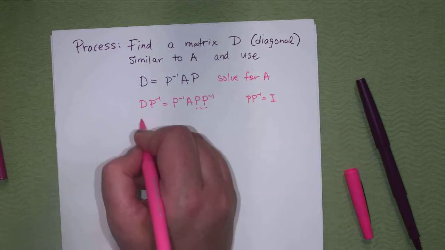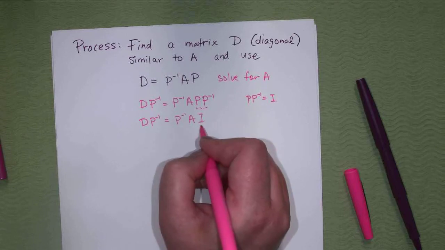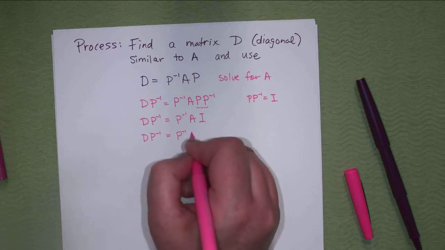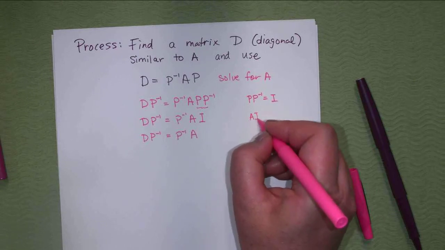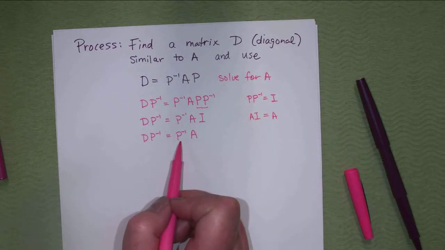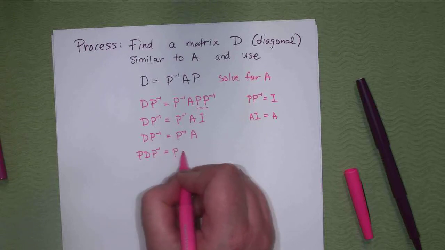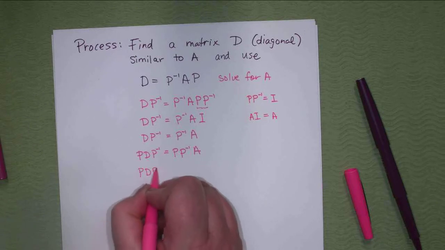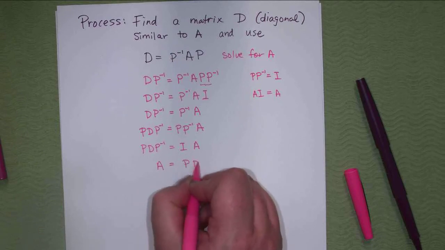I. So now we have D, P inverse equals P inverse A times I. Anything times I is itself. So this is D, P inverse equals P inverse A. Now how do we get rid of the P inverse at the beginning of it? Multiply both sides by P at the start. These cancel, or equal I. And so we get A is equal to P, D, P inverse.